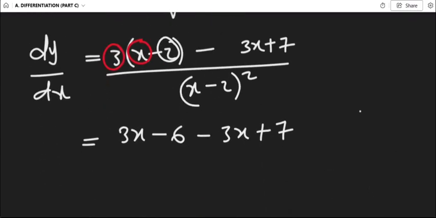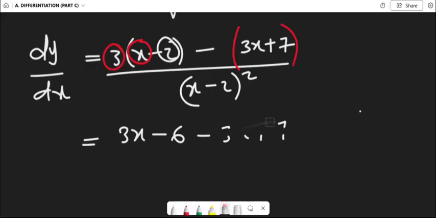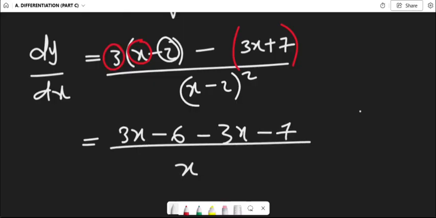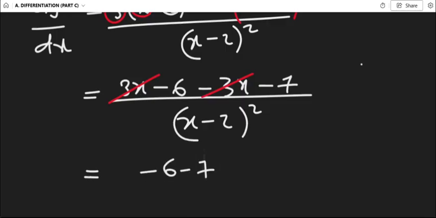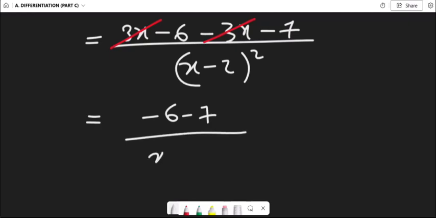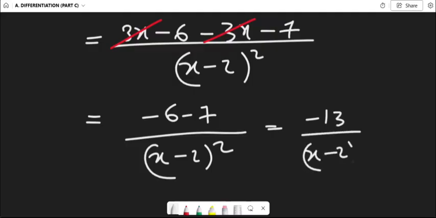Okay, so that's where the issue is. So at this side, we should have a bracket. So if you have a bracket there, it's going to be minus 3x, because of the minus open bracket, then minus 7 all over x minus 2 all squared. So when you look at this side, collecting like terms at the numerator, this can cancel out this. We're going to be left with just minus 6 minus 7 all over x minus 2 all squared. So that is minus 13 all over x minus 2 all squared.